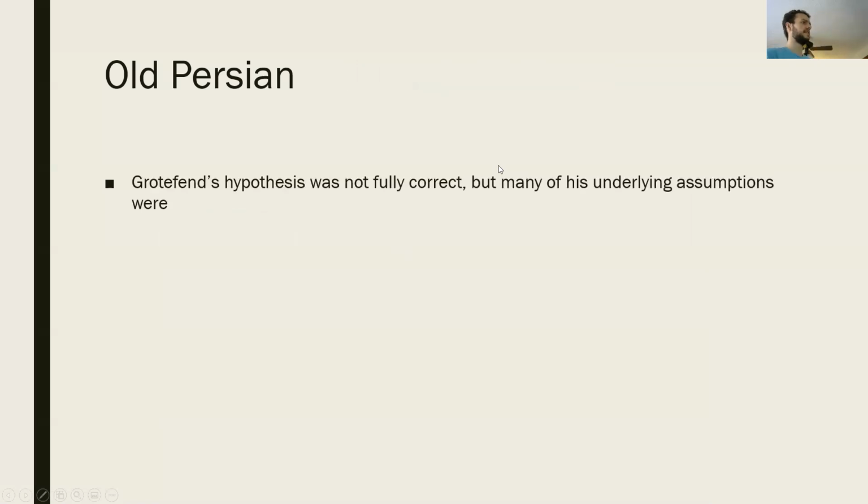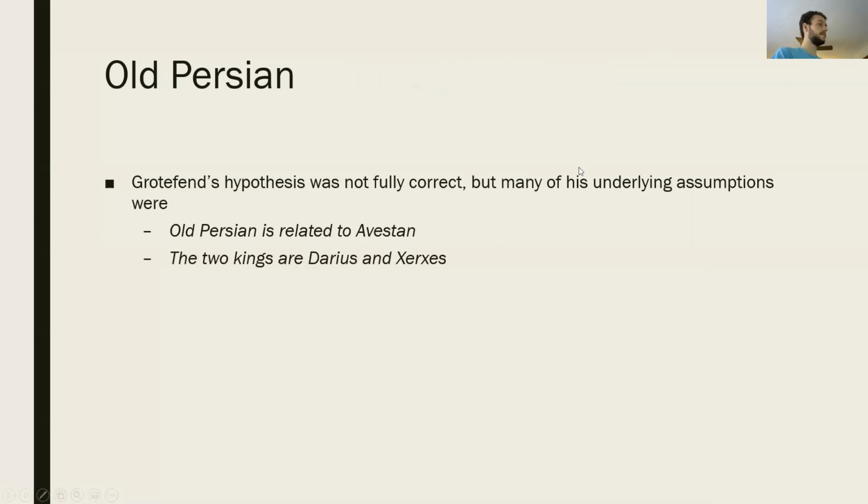So Grotefend's hypothesis wasn't really fully correct, though. Not all of the hypotheses that he made were. But there were a lot of underlying assumptions which were mostly accurate, and that led to the successful decipherment of Old Persian. For one thing, he was correct that the Old Persian language is related to the Avestan language. And he was correct that the two kings depicted were Darius and Xerxes.